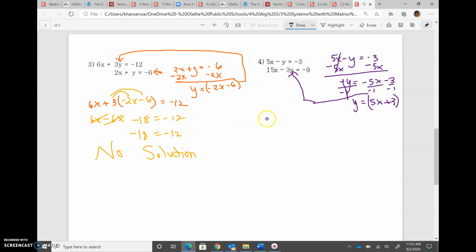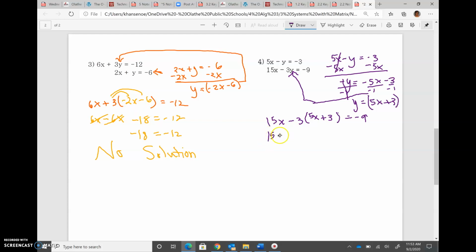So now I have 15x minus 3 parentheses equals negative 9. I'm going to plug in my parentheses, 5x plus 3. So I know you guys all have different colored pens and stuff, so you can do the same thing I'm doing. When you want to show it different, like I did over here, and I put this in a different color, then do that if it helps you keep organized.